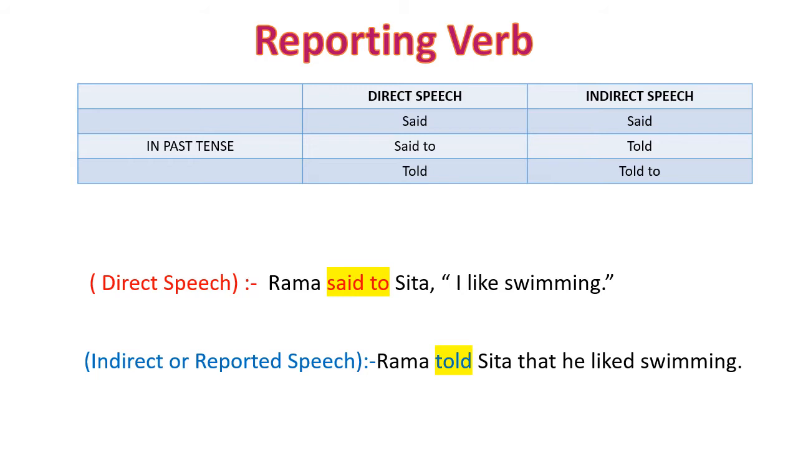Direct speech. Rama said to Sita, I like swimming. Here, when we convert that direct speech into indirect speech or reported speech, Rama told Sita that he liked swimming. You can observe the reporting verb is changed into another verb. Here in the direct speech it is said to, and when it comes to the indirect speech it is told.